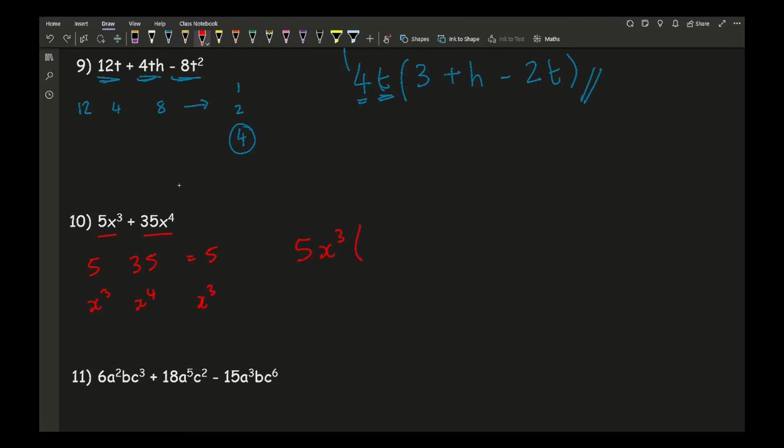Now here I've got 5x cubed, but I want 5x cubed. So what times 5 gives me 5? Well, that's going to be 1. I've got x cubed and I want x cubed, so that's absolutely fine. So move on to the next term. I've got 5, but I want 35, so I need to multiply it by 7. And I've got x cubed, but I want x to the power 4, so how many more x's do I need? Well, I need 1 more, so that there is my final answer.